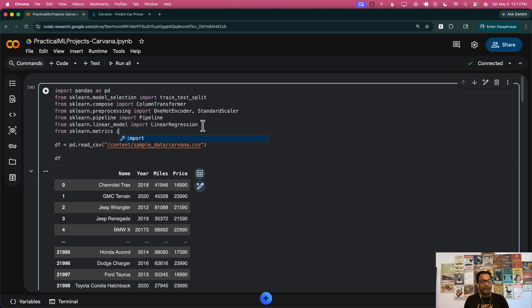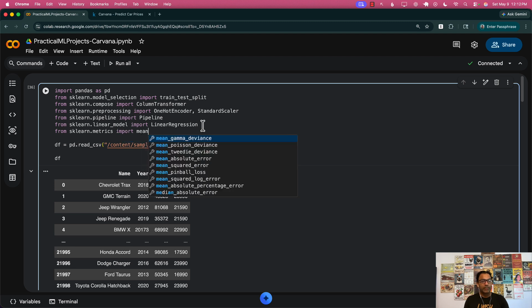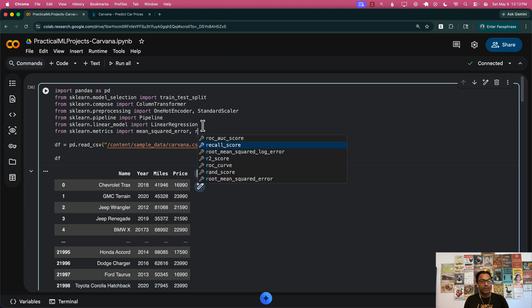So again, I'm going to go on the top and import sklearn.metrics. And from there, we're going to import something called mean squared error and R2 score. These are both things that we need that will help us find how much error there is, how much we are off, and also the score.